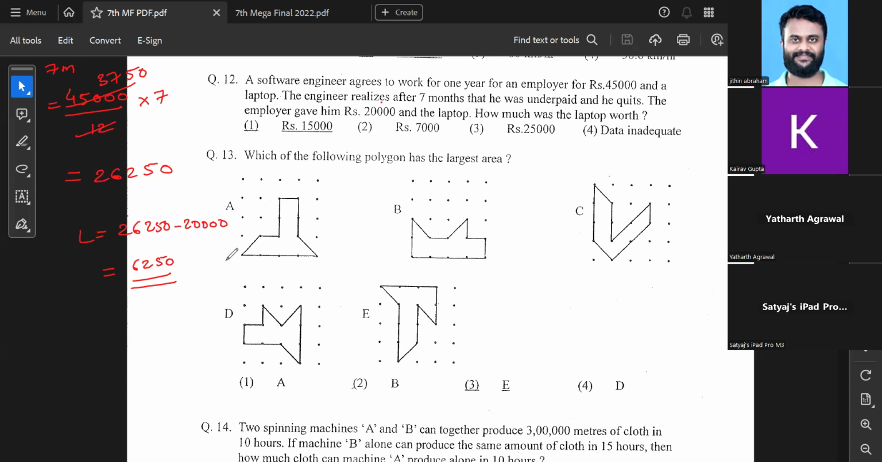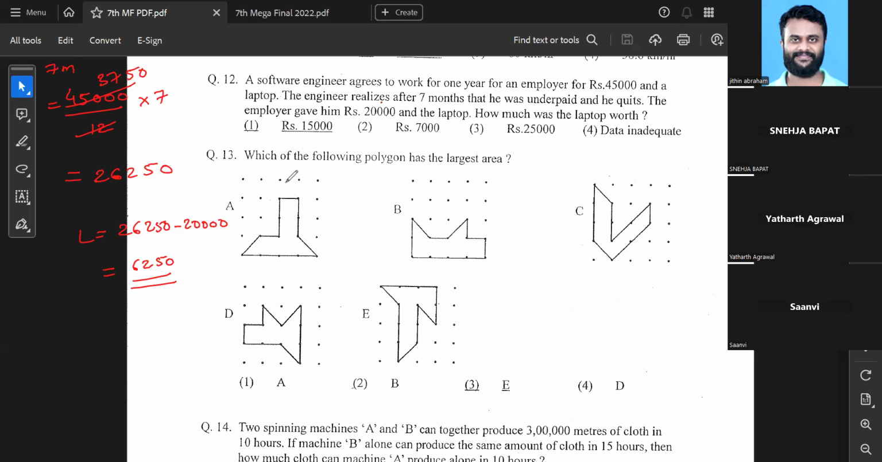Sir, can I say something? Yes, please say. Sir, 26250, what you have calculated for 7 months, that's the price of salary plus laptop, not only the salary. Sir, we have to multiply it by 12 upon 5. 6250. Sir, the price of laptop would be 7x by 12.